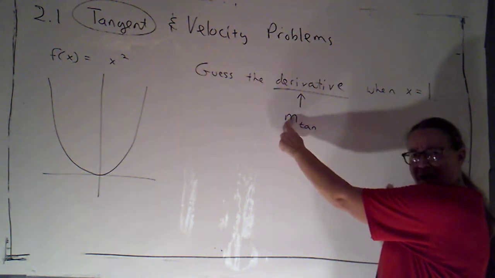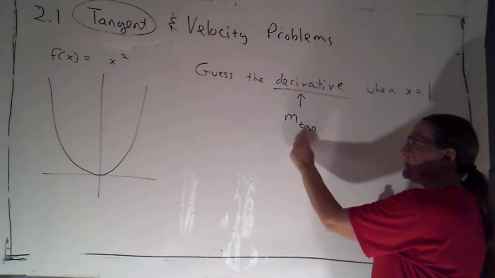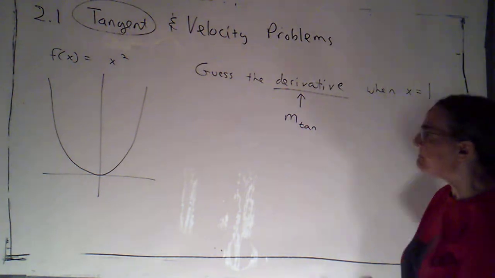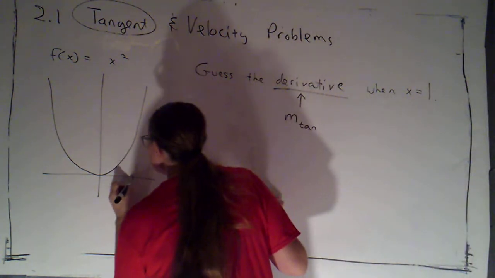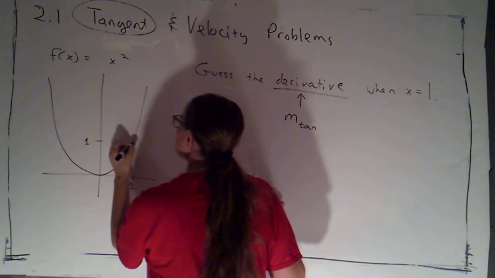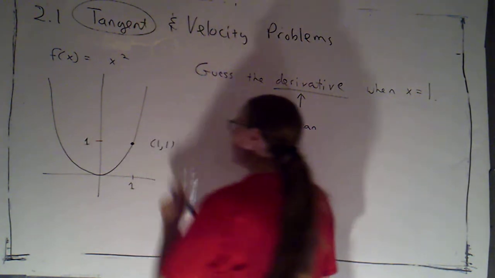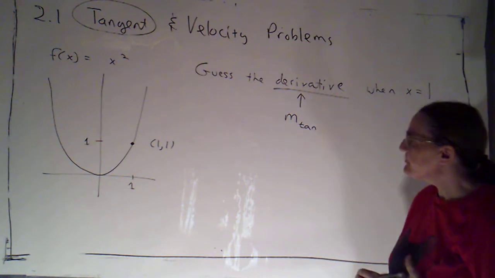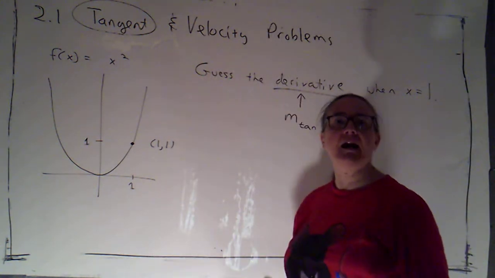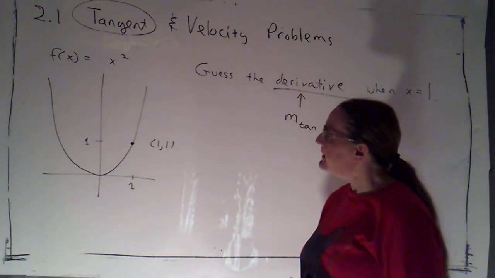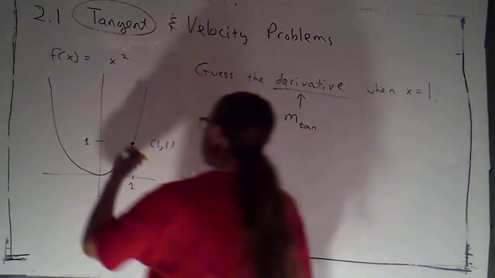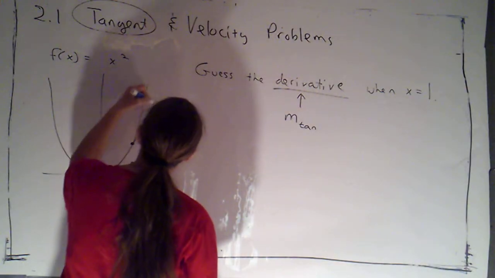We're used to using m for slope. I'm just going to put a subscript of tan to say it's the slope of the tangent line. All right, so when x is 1, we'd be at this point right here. Y is also 1. So we're looking at the point (1, 1). And I want to try to find the slope of the tangent line there. That would be the line that best approximates the function. So the line that's doing the same thing as the function is.